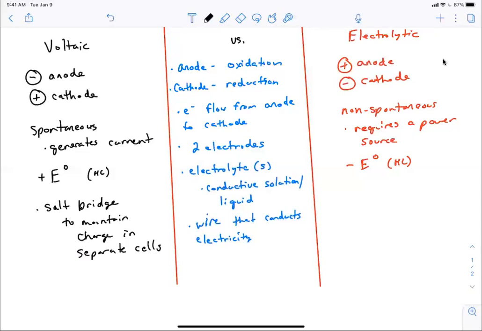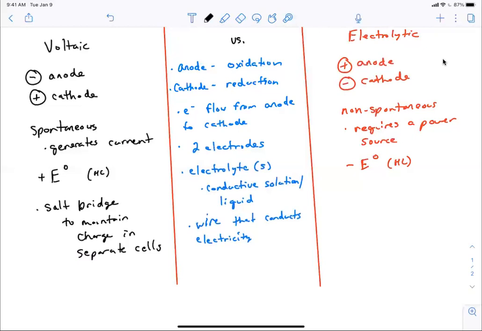So you need to remember the charges are the opposite, but the actual reaction that happens on each electrode is the exact same. So they might ask, compare the products being produced in a voltaic cell and an electrolytic cell, or compare the half reactions occurring at the following electrodes in a voltaic versus electrolytic cell. Both the voltaic and electrolytic have oxidation on the anode and both have reduction on the cathode.